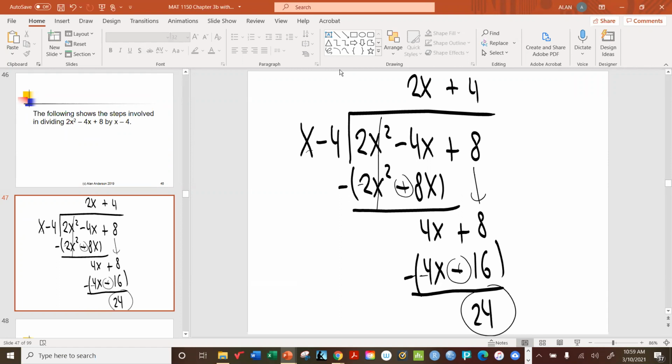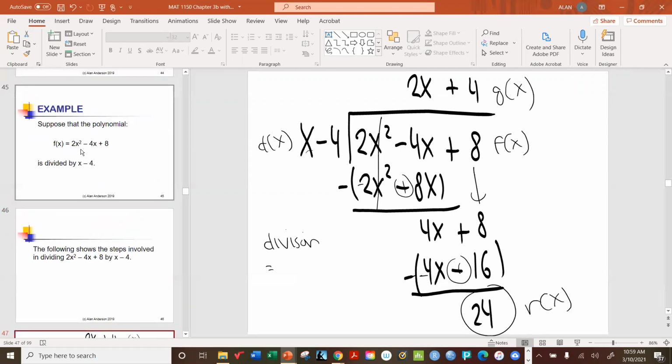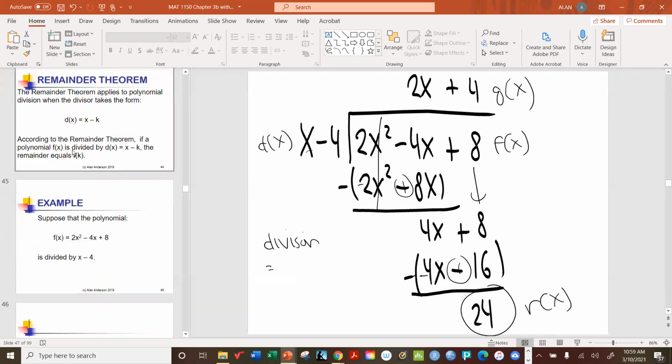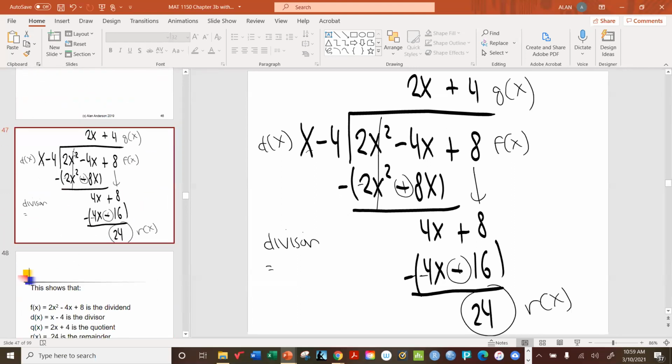So here's our remainder, right? Once again, this is the divisor. This was the dividend. This is the quotient. And this is the remainder. Now, because the divisor is written as x minus k, that implies that k is 4. And they're telling us that the remainder, r of x, should be f of 4.